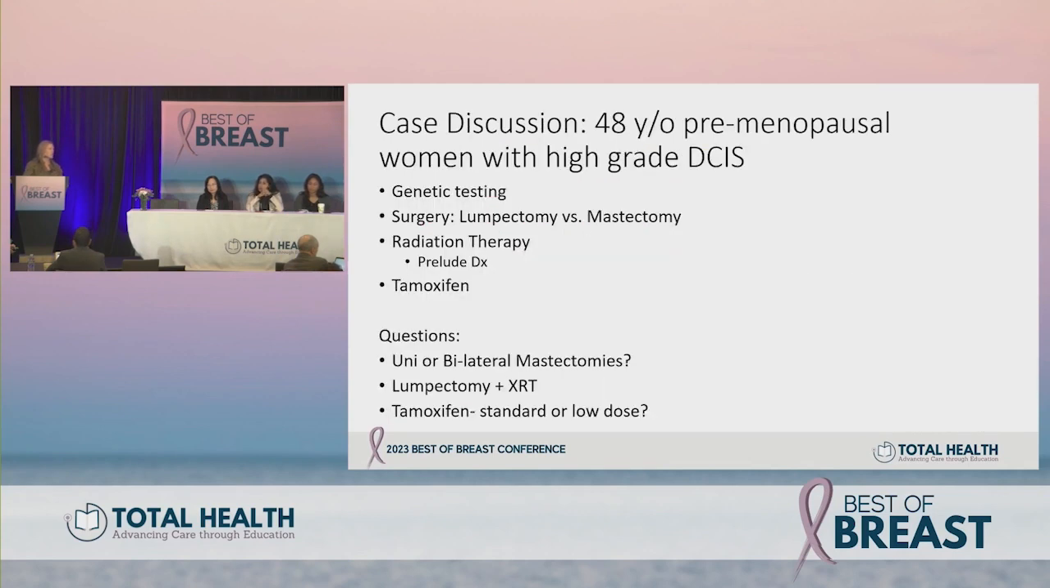Real quick, just to put this into perspective, I think that if we think about this patient who comes into your clinic with a high-grade DCIS, she's perimenopausal, these are some of the questions that we would think about. And as we think through this, just a couple of take-homes. I think the first is you need to remember that genetic testing in DCIS is no different than invasive. So that is one solid group of breast cancer, so we don't differentiate that out.